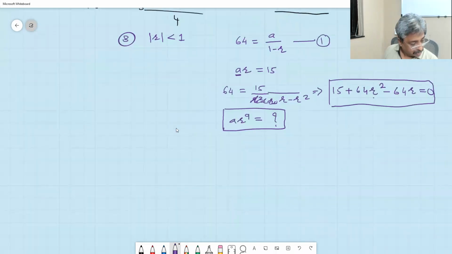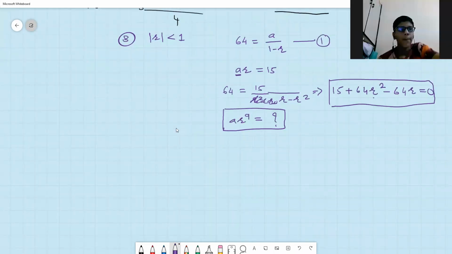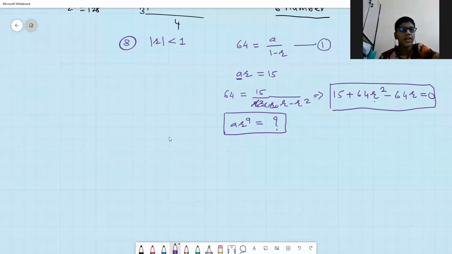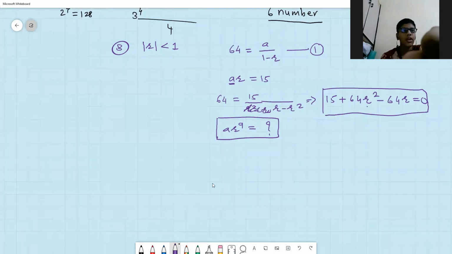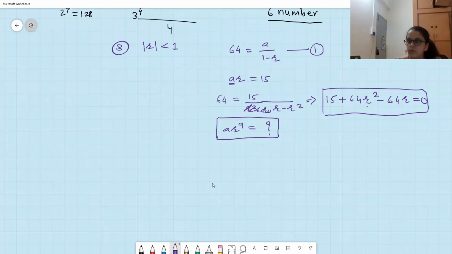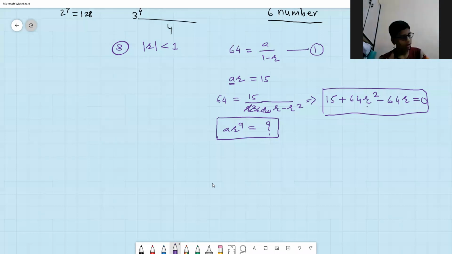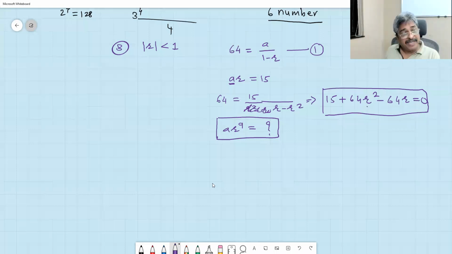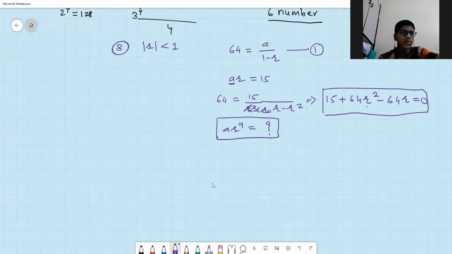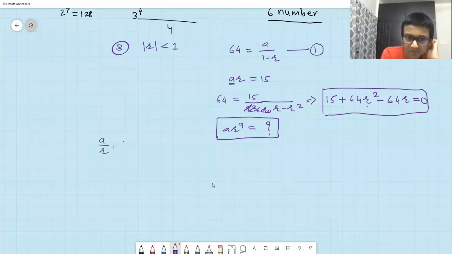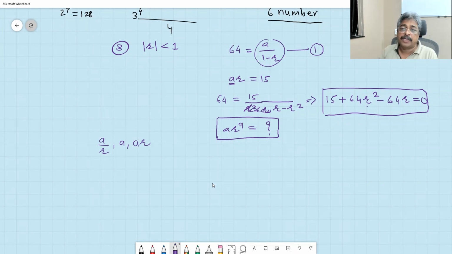Question number 4 I have explained. Sir, here if we consider the second term as A, what will happen? Then we are getting 49 upon 64 as the common ratio. Like if we consider A upon R, A and so on, then we'll have to also change the definition. A upon 1 minus r we have to change. Here you have to consider first term as A upon R into 1 minus R.